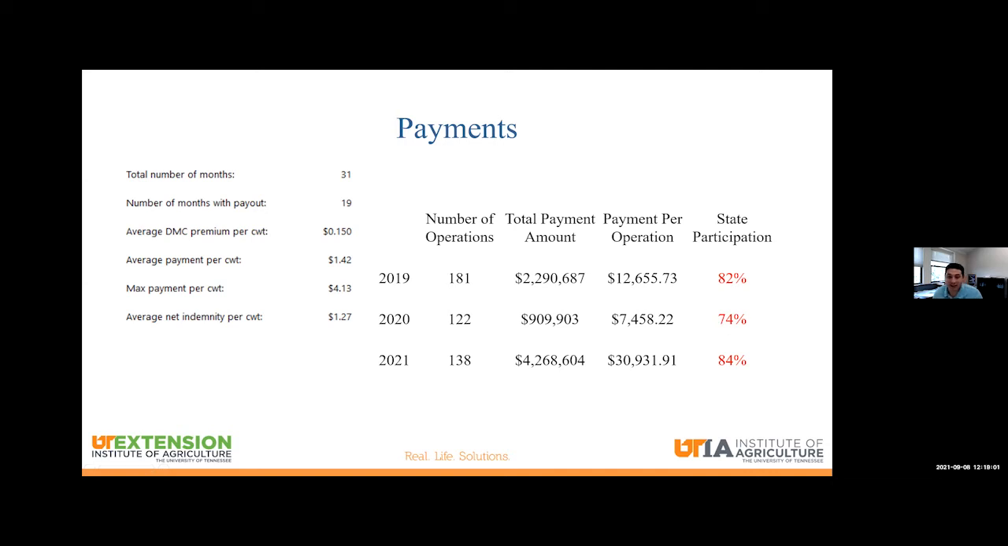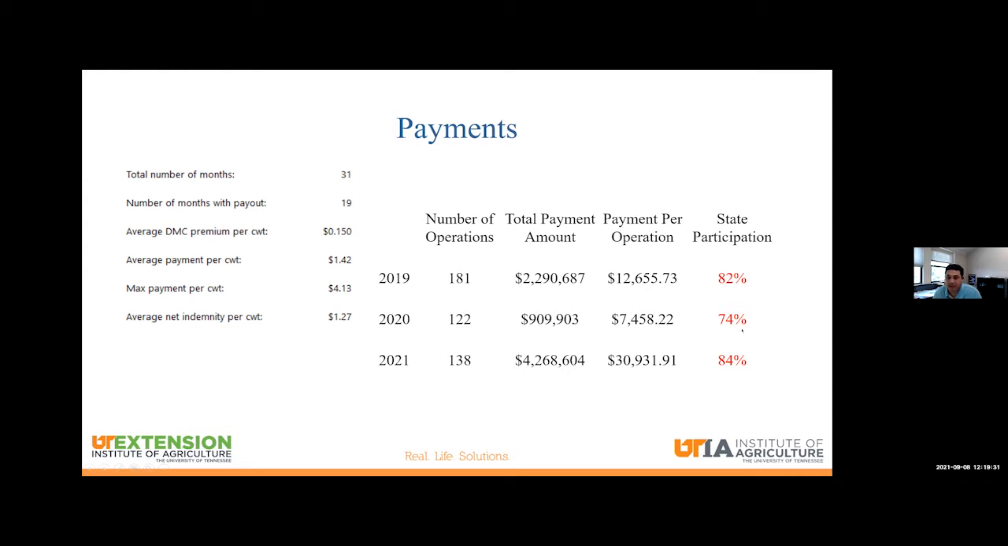That was a trend that kind of held true nationally for last year. There were some folks that didn't enroll in 2020 compared to the previous year, and we saw that here. So in Tennessee, we kept on trend with the nation. But in 2021, we bumped up to 138, which puts us at 84%. And so what I want to highlight, and it's more of a tip of the hat to the producers of Tennessee, is we've gone from 82% in 19, and we went down to 74%.